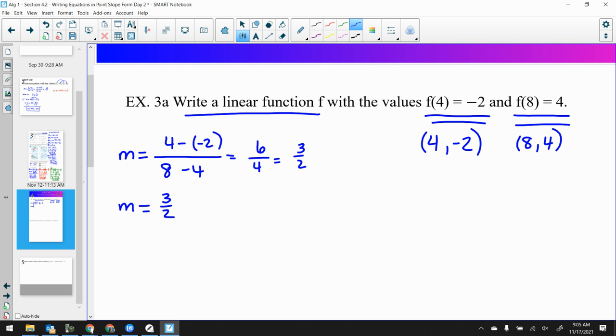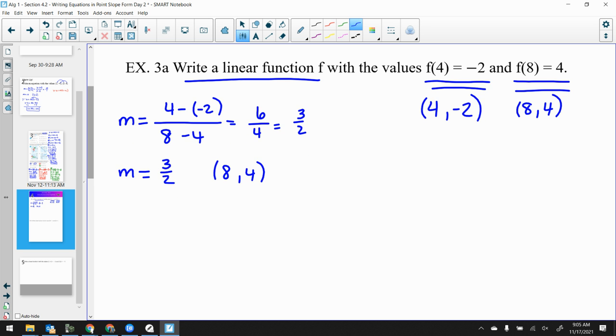Now, what coordinate would we like to pick? 8, 4. Stop saying over. Oh, my bad. 8, comma 4. Now, could I have chosen 4, comma negative 2? Sure. It would have gotten me the exact same thing, but let's choose 8, comma 4.